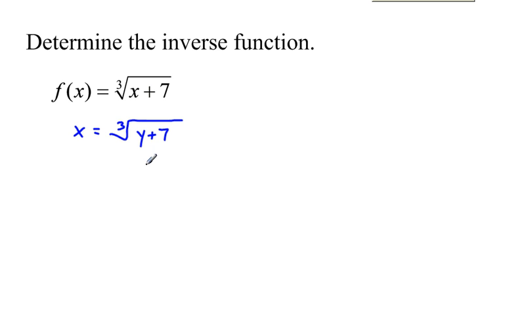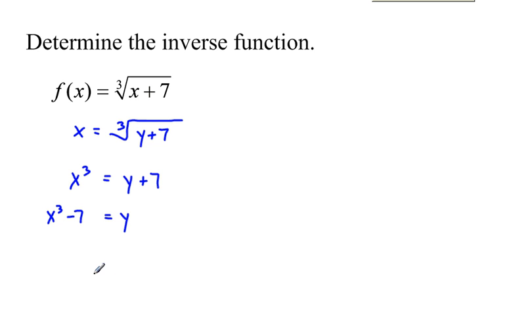All right, so now what we want to do is get y by itself. Well, the opposite of a cube root is to cube both sides. So I'm going to cube both sides, and when I cube this side, I get x cubed. And when I cube this side, I undo the cube root, and I just get y plus 7. In our next step, we subtract 7, so we get x cubed minus 7 equals y.